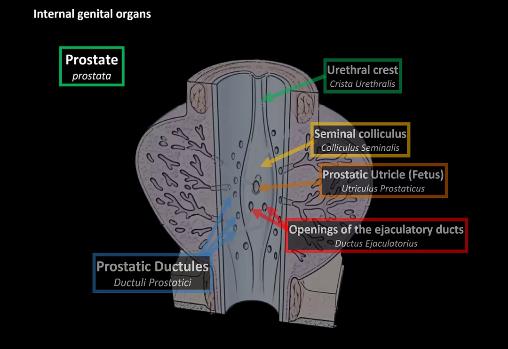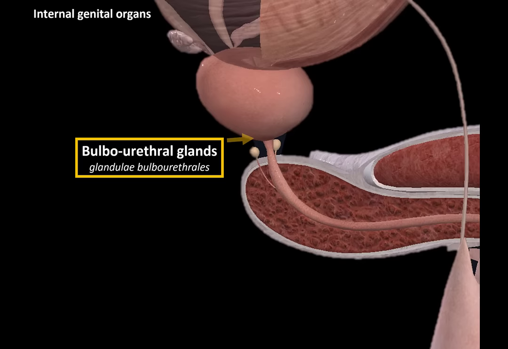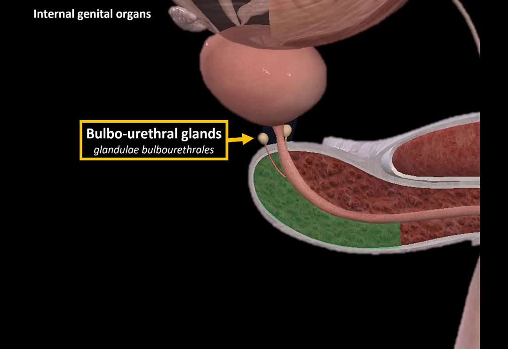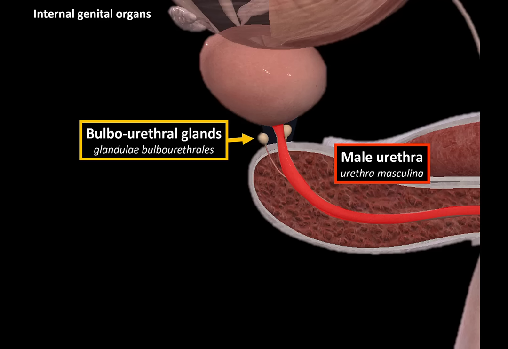Let's now do the bulbourethral glands. The bulbourethral glands are a pair of accessory genital glands. They lie closely above the bulb of the penis and empty their fluid into the beginning part of the spongy urethra. These pea-sized glands are located on the inferior surface of the deep transverse perineal muscles, and they produce a viscous liquid that lubricates the internal surface of the urethra during ejaculation.